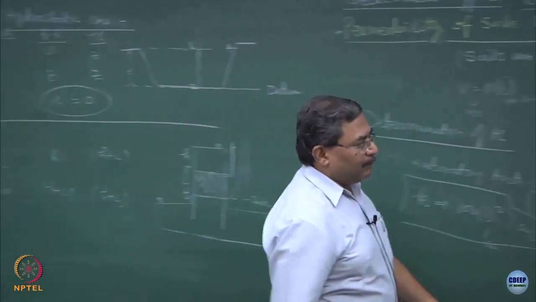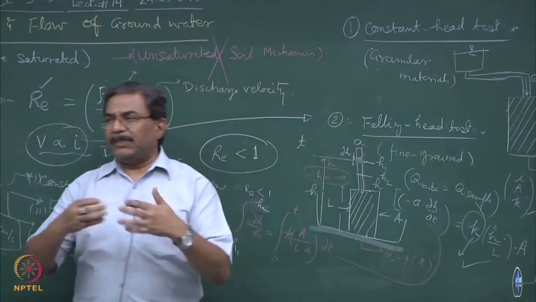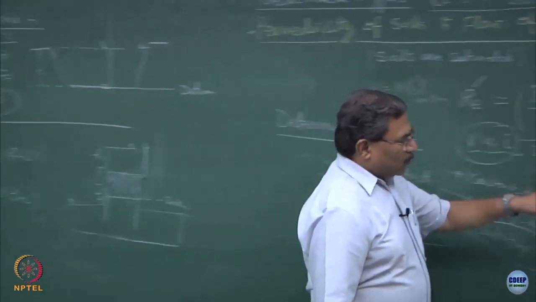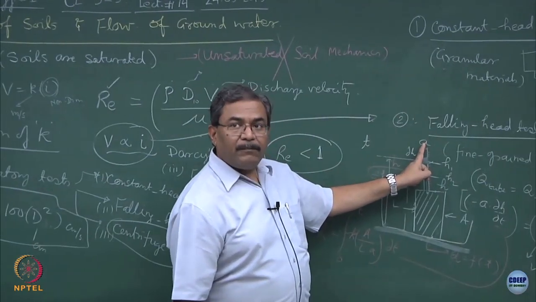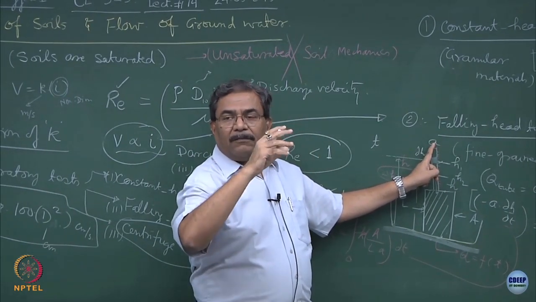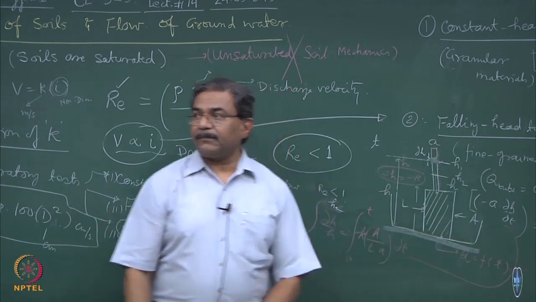Truly speaking, this should have been a constant parameter. Normally we do not allow delta S to become more than a few centimeters, 5 centimeters. Clear? So, the moment one test is over, again you fill it up to the top, again go for a 7 centimeter drop, 3 centimeter drop, because it is going to take time, it is a fine grain material. Is this okay?